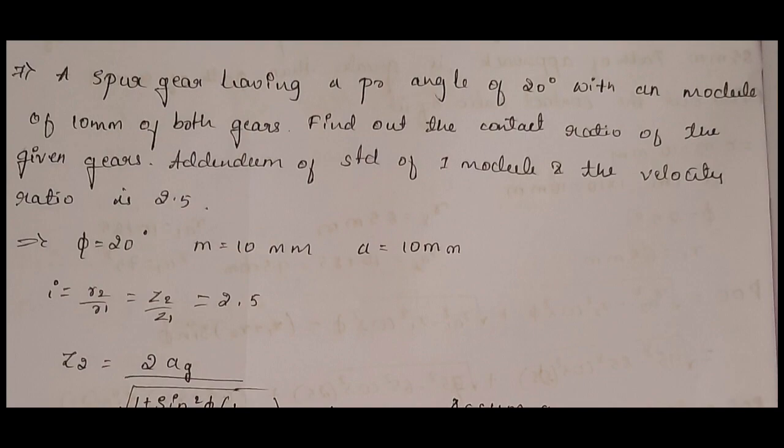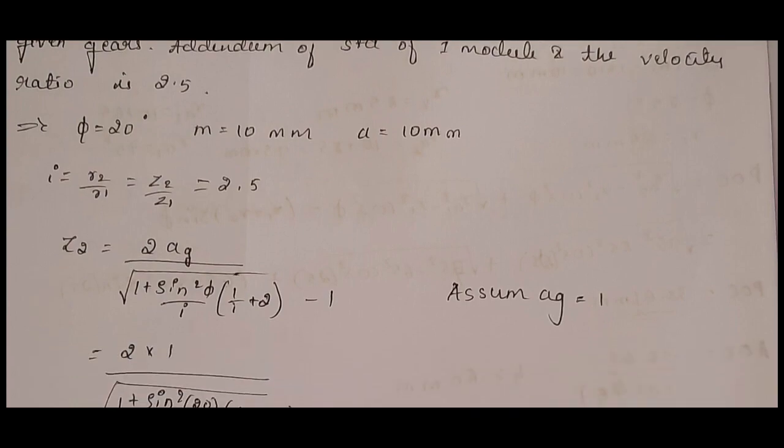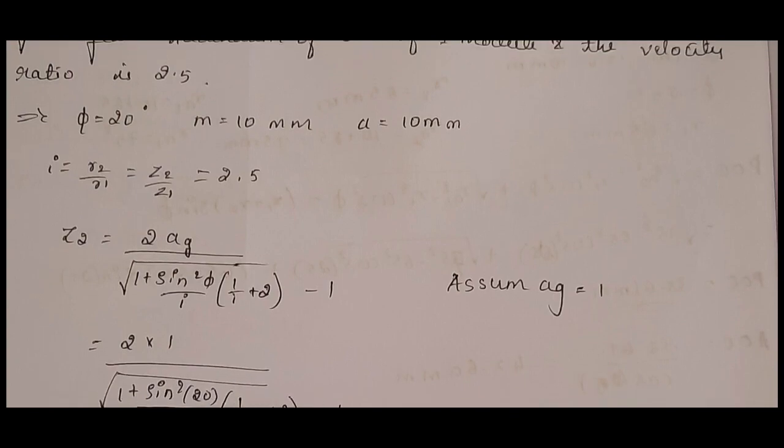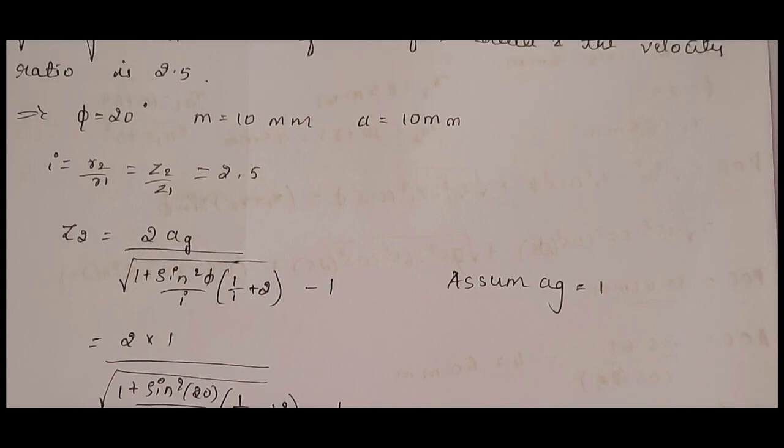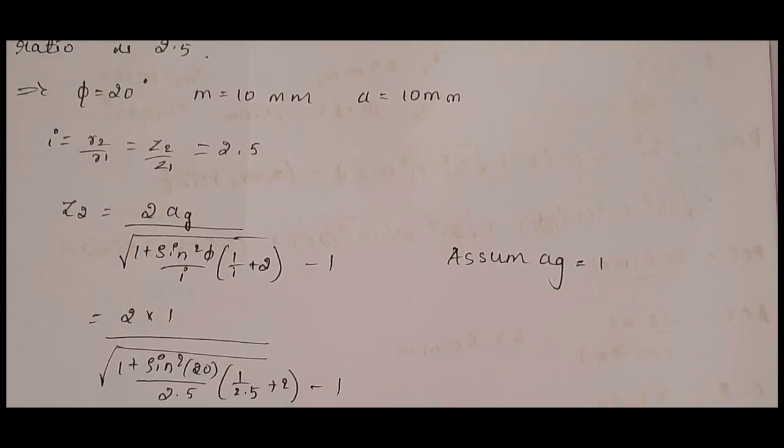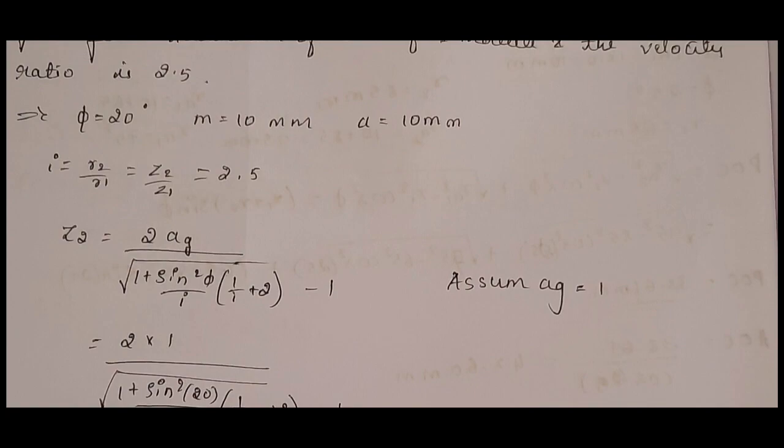The minimum number of teeth to avoid interference, there we derived the derivation. We got the equation: Z2 is equal to 2 ag divided by square root of 1 plus sine square phi, divided by I, multiplied by (1 divided by I plus 2), whole subtracted with the value of 1. What is ag? Addendum coefficient. Always we are going to assume the addendum coefficient as 1. Apart from that, you know all the things.